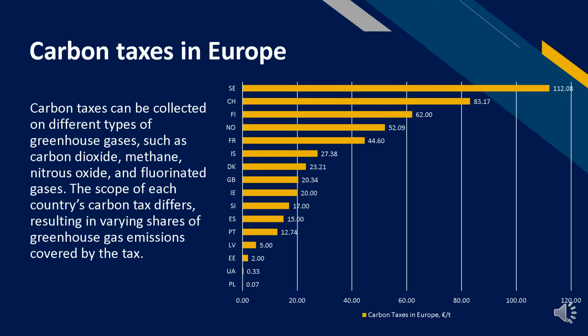Carbon tax is one of the types of taxation system of pollution, and it has been implemented or scheduled for implementation in most of the European Union countries. Sweden has the highest carbon tax rate per ton of carbon emissions, followed by Switzerland and Finland. You can find the lowest carbon tax rates in Poland, as well as in Ukraine.